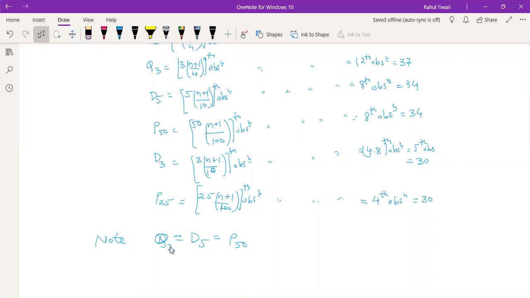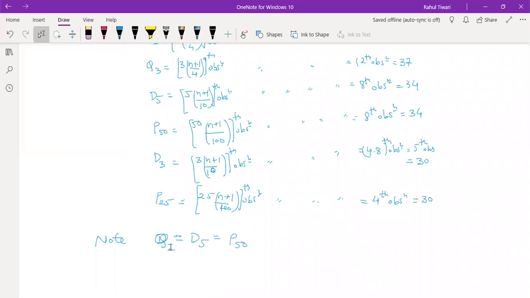Sometimes they will ask you to find quartile 2 and percentile 50, but you are getting a different answer. No, that is wrong, because according to the data, percentile 50 is equivalent to quartile 2. So you must get the same answer whether you are using raw data, ungrouped data, or grouped data. Any questions so far? Would you like to have one more example based on this?